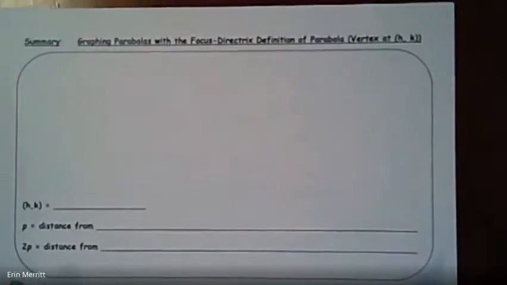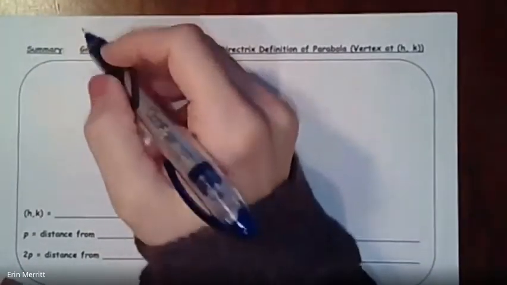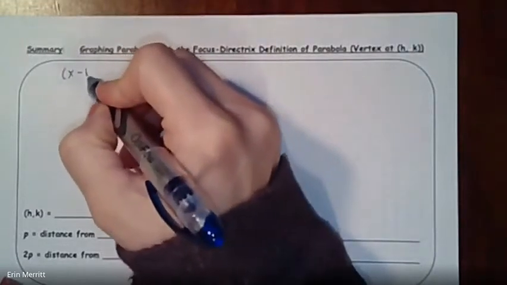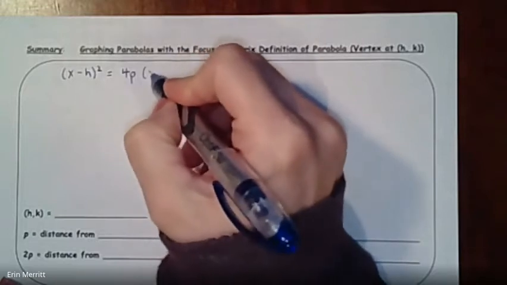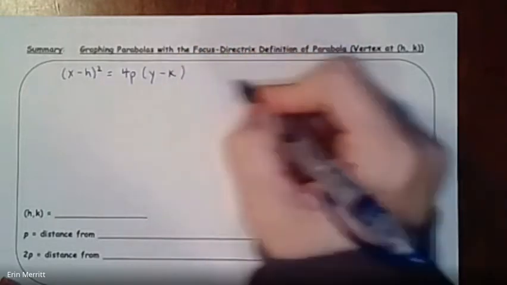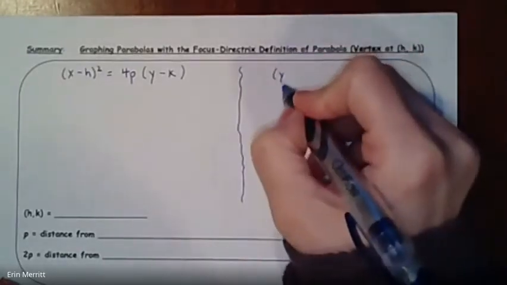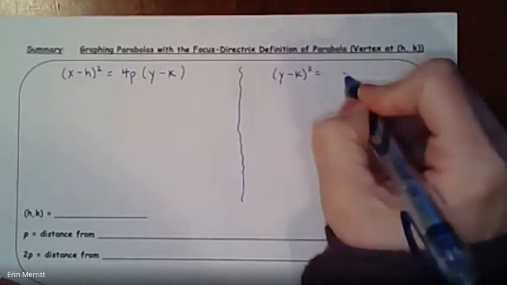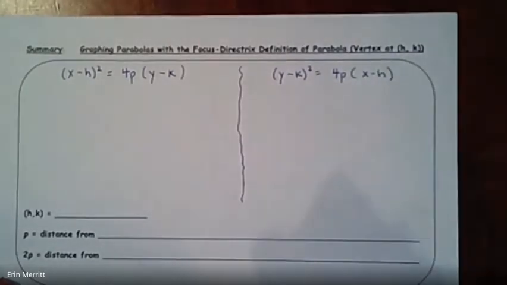So when it says graphing parabolas with a focus directrix definition, okay, well, let's write down those two equations again. So we had (x - h)² = 4p(y - k). And then I'm going to kind of break this up. Over here, I'm going to write (y - k)² = 4p(x - h). So little things to note: h always goes with the x, and the y and the k always go together.